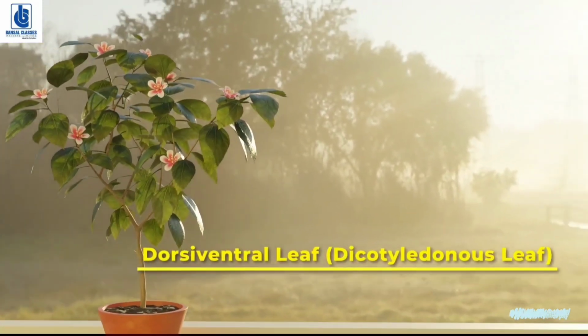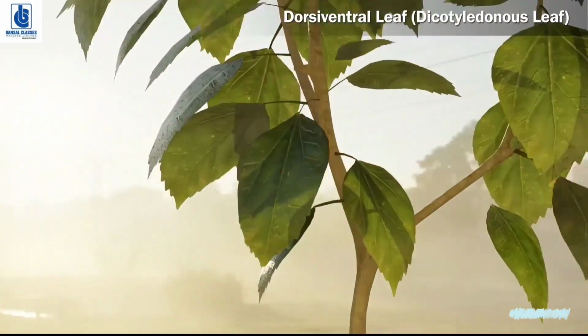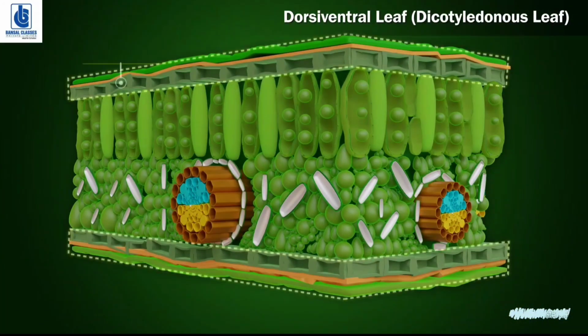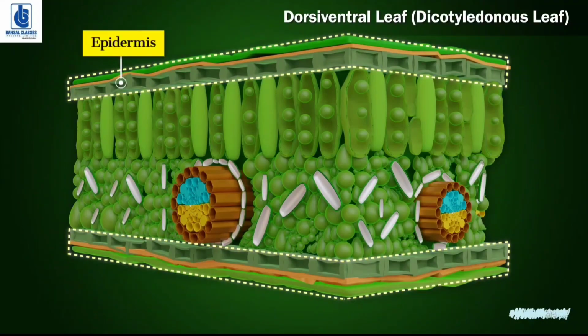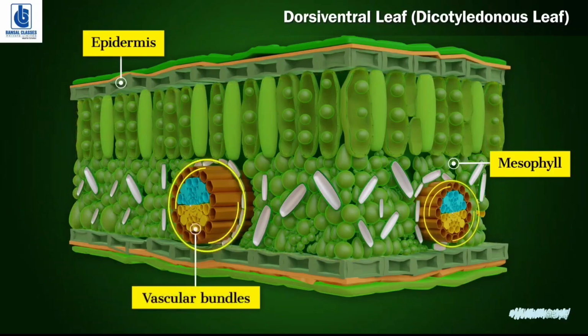Dorsiventral leaf. Dicotyledonous leaf. The transverse section of a dorsiventral leaf shows three main parts, namely 1. Epidermis, 2. Mesophyll, and 3. Vascular bundles.